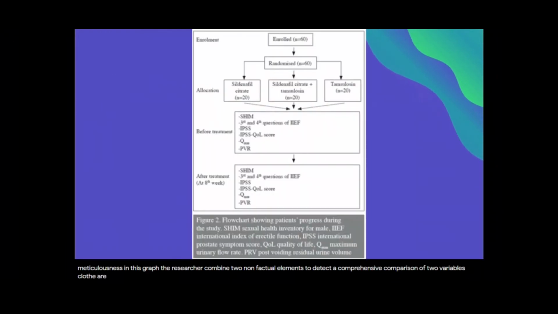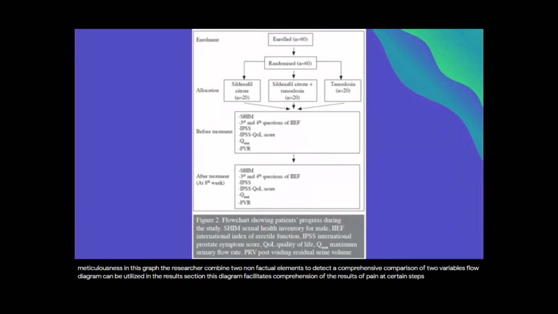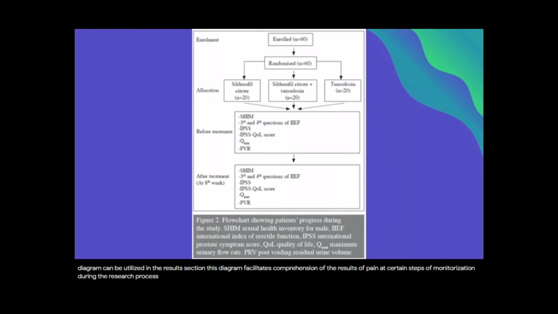Flow diagram can be utilized in the results section. This diagram facilitates comprehension of the results obtained at certain steps of monitoring during the research process. Flow diagram can be used either in the results or material and method section.